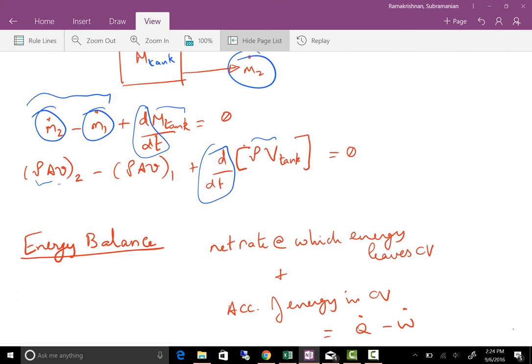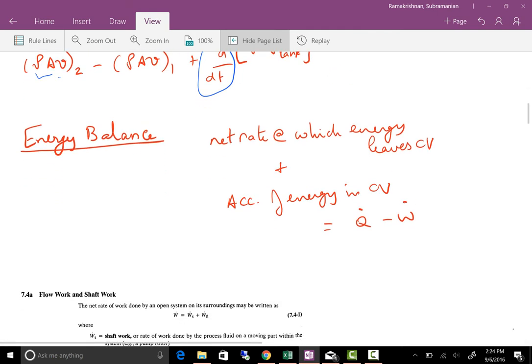Okay, so let's go on to the energy balance. Again, the statement is very important. The net rate at which energy leaves the control volume plus accumulation of energy in the control volume is equal to Q dot minus W dot. Again, please memorize the statement, write this down. How you define your energy balance, the statement is extremely important. And the sign conventions for Q dot and W dot are also extremely important, right? And the sign conventions depend on the statement of the energy balance, right?